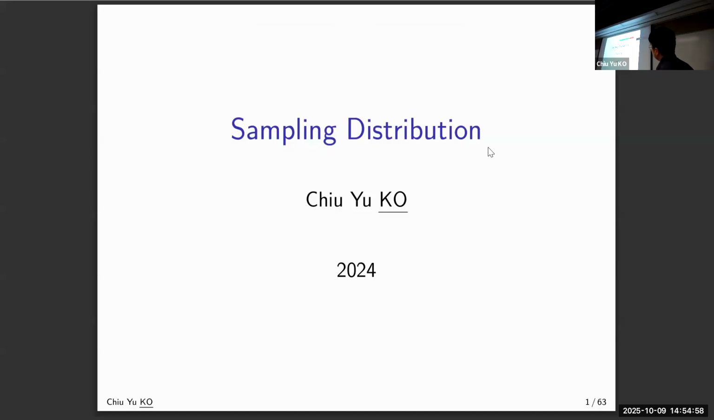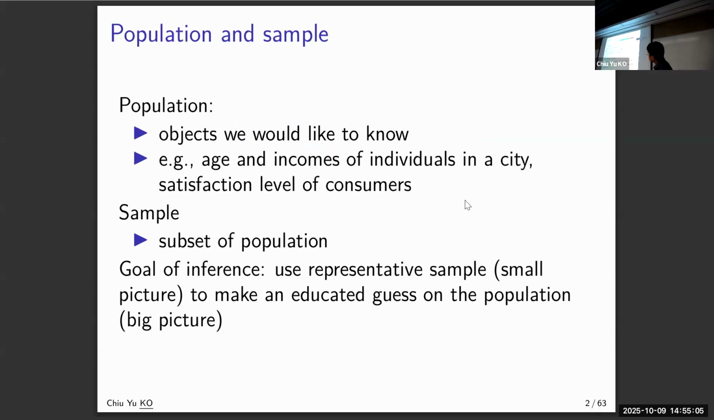So we talk about data. And the idea with data is called sampling. Okay? Let me give you the idea of what we're doing. What is sampling? So population is the things we want to know. Okay? For example, we want to know income or age of people in the city, or how much they want to pay for your product, right?